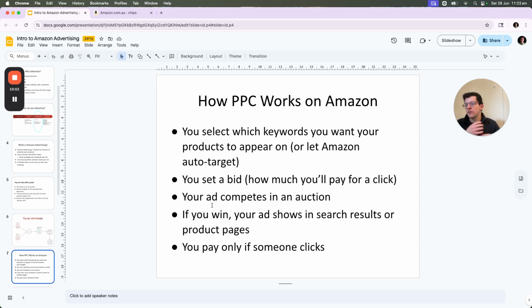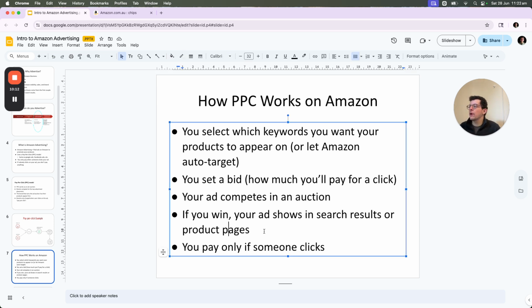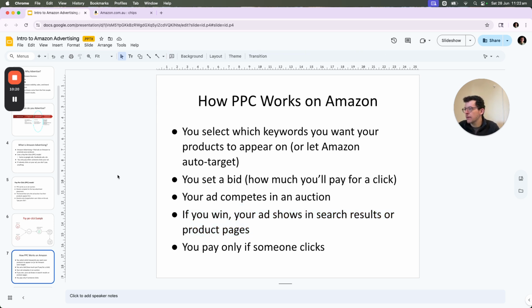All of this occurs in real time, so whenever a customer searches a particular keyword, every time this process occurs, if you win, your ad is shown in the search results or the product pages, and you only pay if someone clicks on the ad.